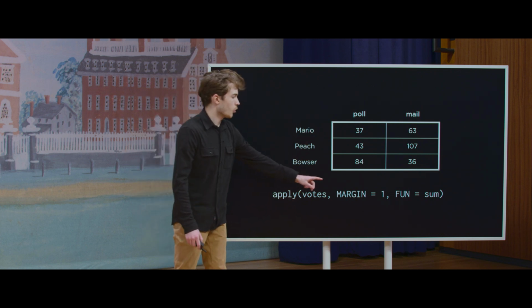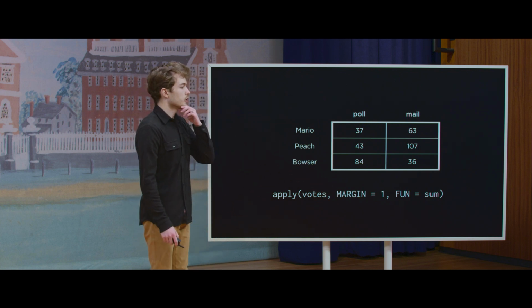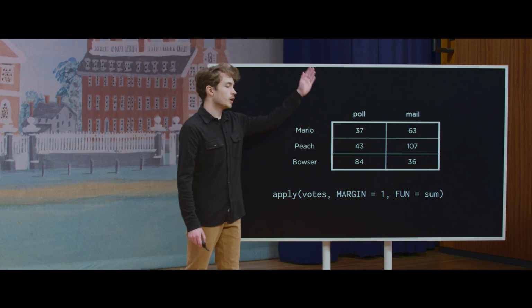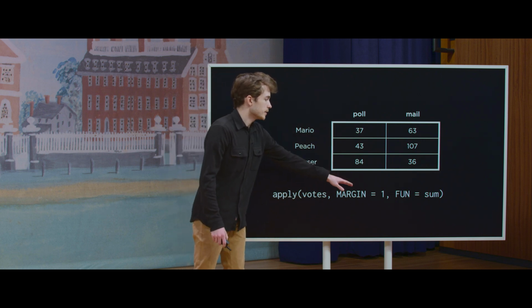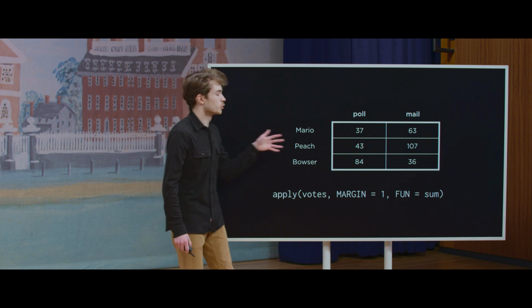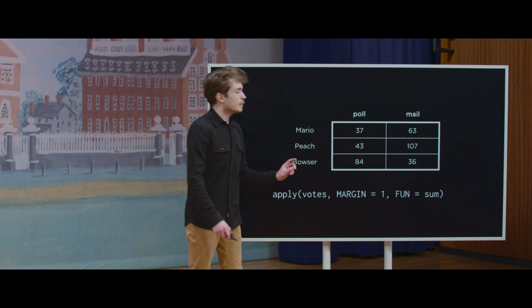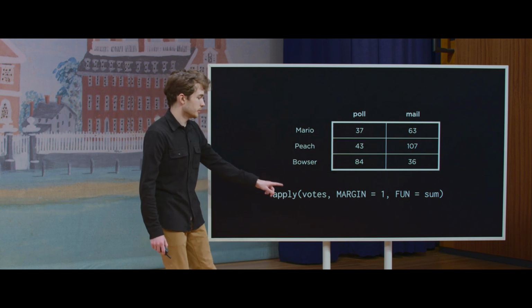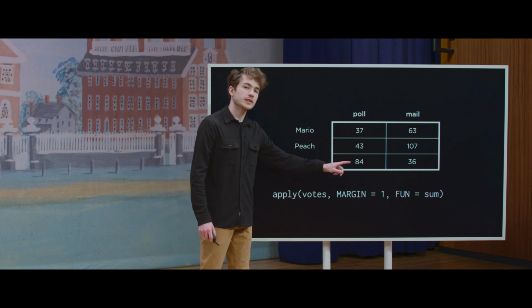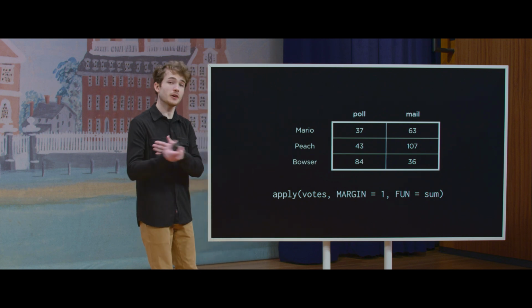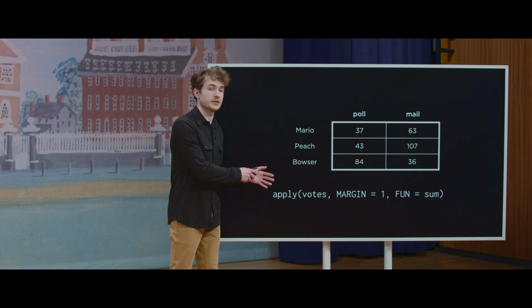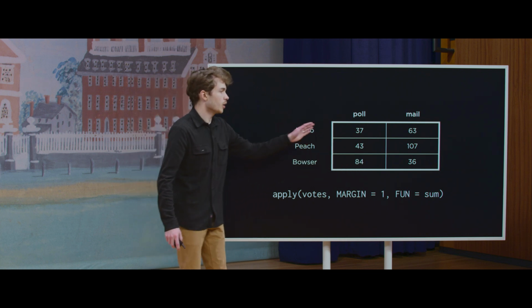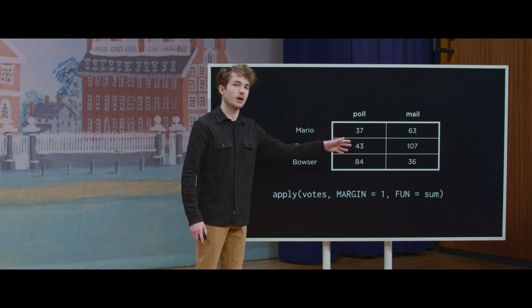The next one is one called margin. And margin stands for, do I want to apply this function across all of the rows or all of the columns here? When margin is 1, that means apply some function across all of the rows. When margin is 2, that means apply this function across all of the columns here. And then, finally, the third argument to apply is a function itself. And this is a hallmark of functional programming. We can pass functions as input to other functions. In this case, we're telling apply, here is the function I want you to use to basically work across all of these rows and all of these columns here.